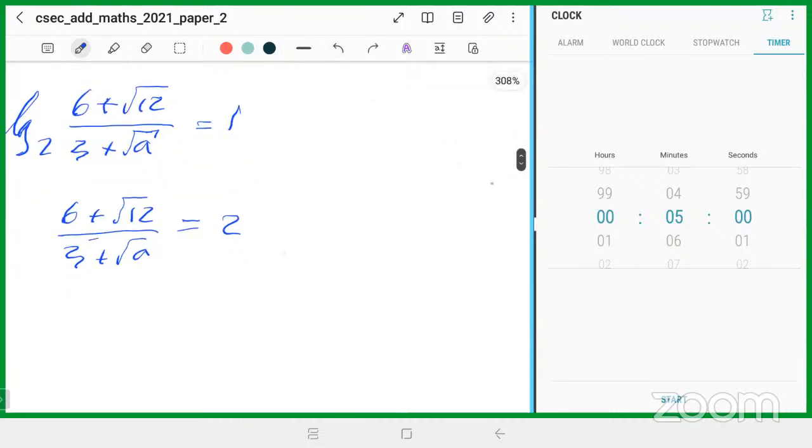Cross multiply. Take this and multiply across here. So we're going to get 6 plus root 12 equals 3 times 2 is 6, plus 2 times this.